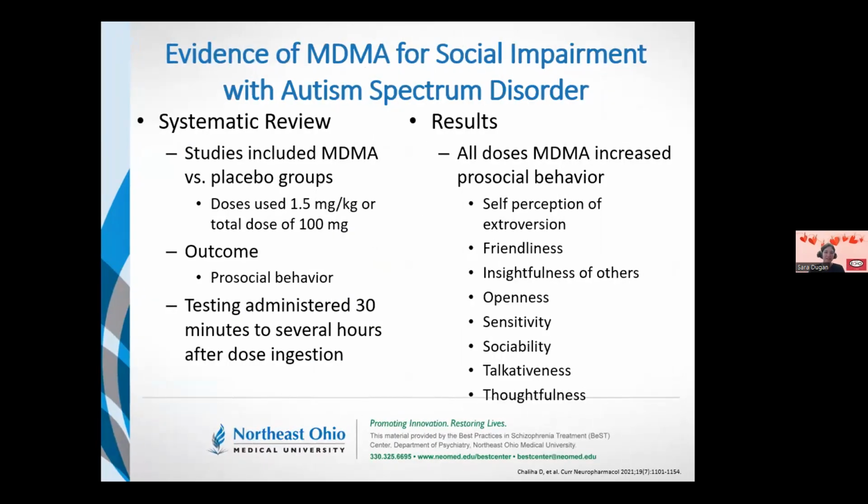All right, for our autism spectrum disorder, this one was a little trickier to find. This was a systematic review that included studies in patients with autism spectrum disorder that used MDMA or placebo. Those studies used all kinds of different doses. Most commonly, it was 1.5 milligrams per kilogram or a total of 100 milligrams. They were looking at changes specifically in social behavior, so pro-social behavior.